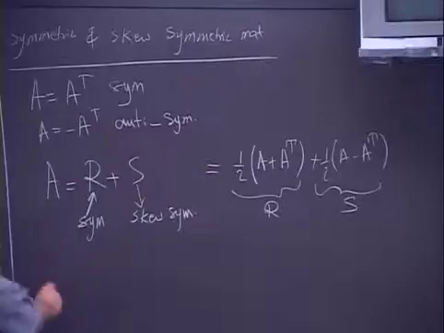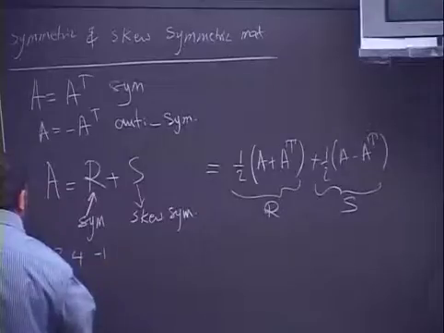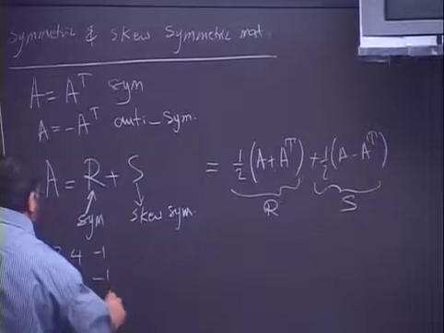So let's look at this. 3, 4, negative 1, 6, 0, negative 1, negative 3, 13, negative 4.